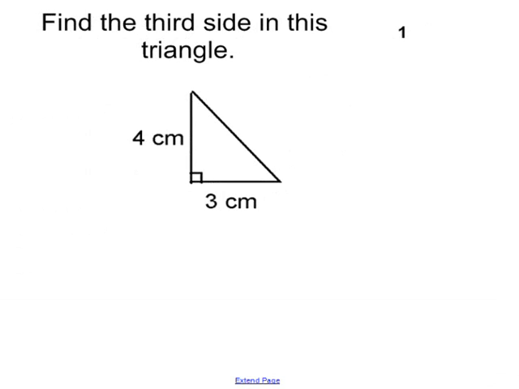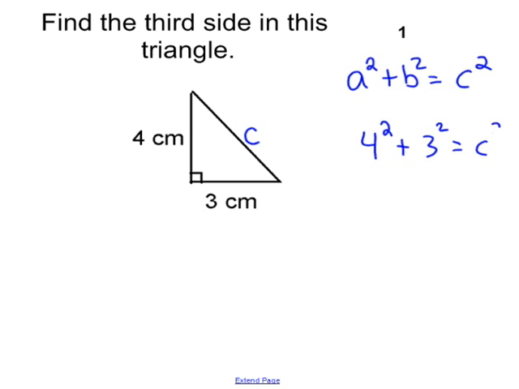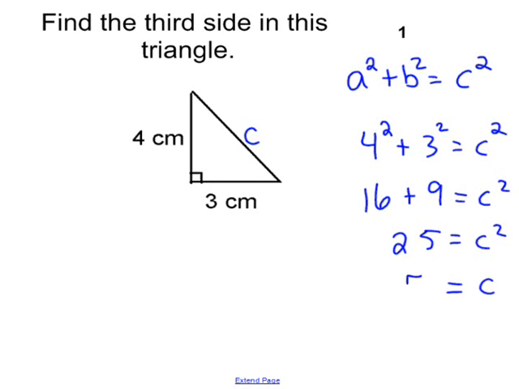So we're going to back up to finding the hypotenuse of a right triangle. Hopefully we remember that if we have a right triangle, we can use the Pythagorean theorem to come up with the third side. So in this case, it doesn't matter what you call a and b, 4 squared plus 3 squared equals c squared. 16 plus 9 equals c squared. 25 is equal to c squared, so therefore c is equal to the square root of 25, which is 5.